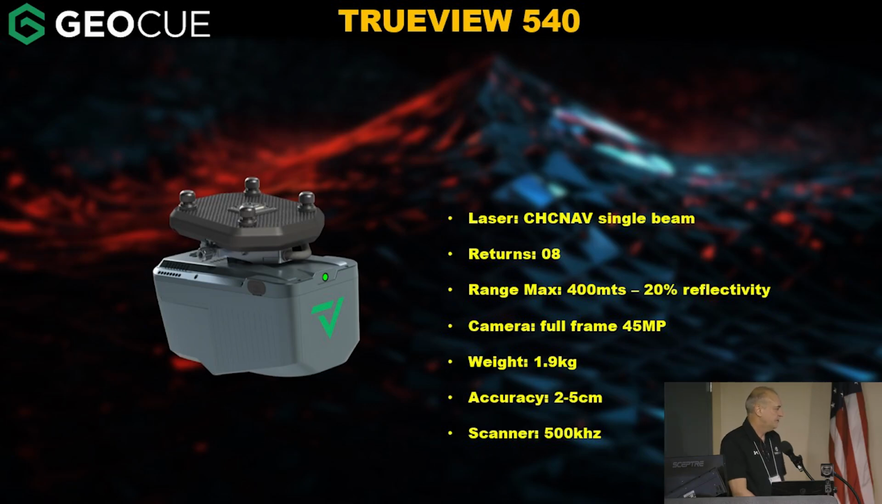The scanner is another good one because it works at 500 kilohertz. Well, the TrueView 535 is 640, but 640 at 30 to 60 degrees, right? So here we're talking about nadir. So they have like 500 kilohertz, but to the ground. So the density of points here will be much bigger than the 535 in this case.